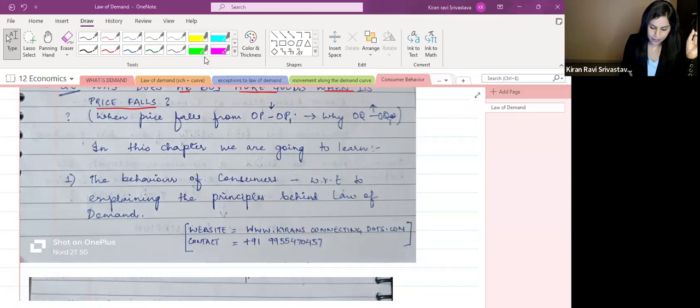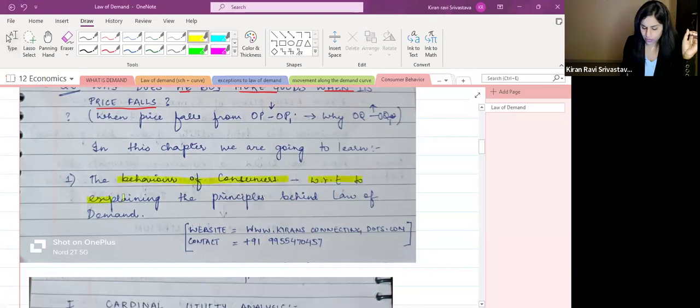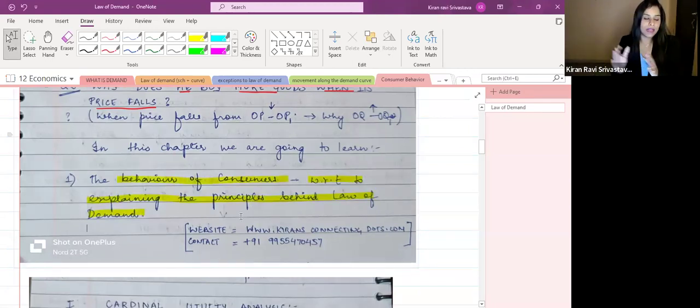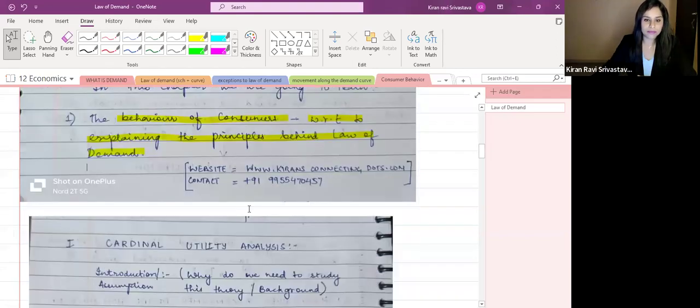In this, we are going to learn the behavior of consumers with respect to explaining the principle behind the law of demand. So the consumer behavior will be explained, keeping intact the principles given by law of demand. Because in economics, actually, it's not one, the chapters are separate. Each chapter forms the basis for the another chapter.